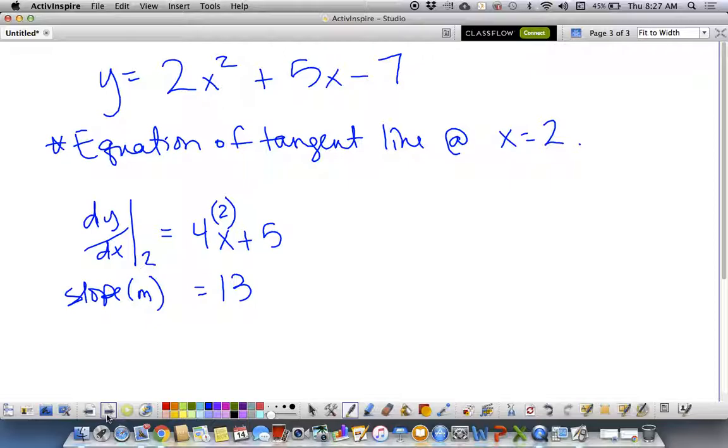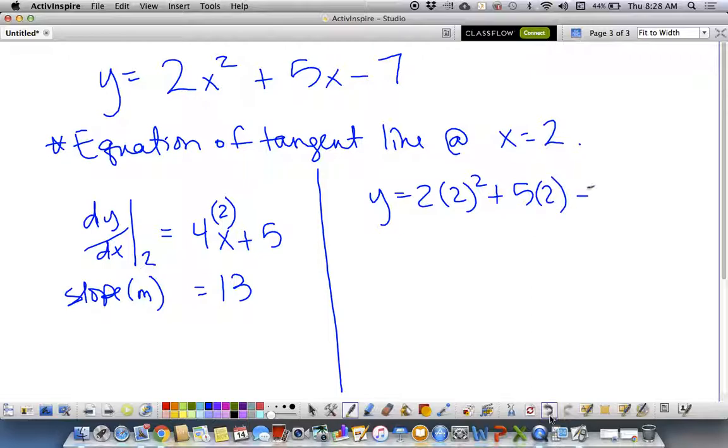What else do we have to do? There's always 2 steps. We plug it back in the original. So y equals f of x: 2 squared plus 5 times 2 minus 7. 4 plus 10 minus 7, that's 7.